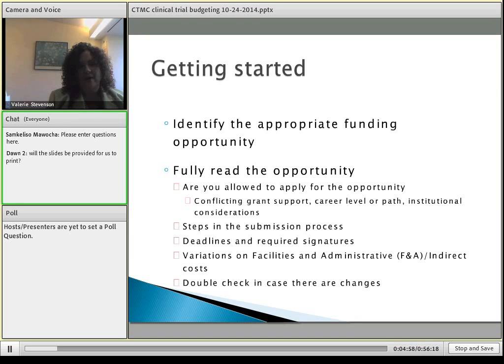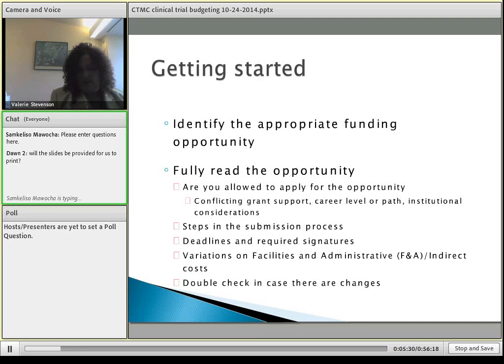Many times an opportunity may be defined by your career path. For example, we recently saw an opportunity that looked like a really great opportunity, but it excluded postdocs and associate professors. So when you read it, it looked like it was open for a wider group of investigators, but then when you looked at it, they were really looking at a junior level, entry level investigator. So you want to make sure that before you spend time putting it together, it's actually something that is appropriate for you.